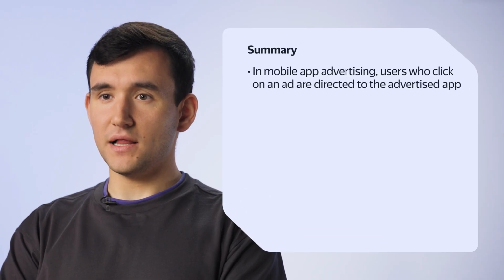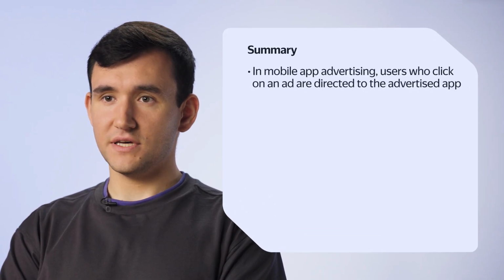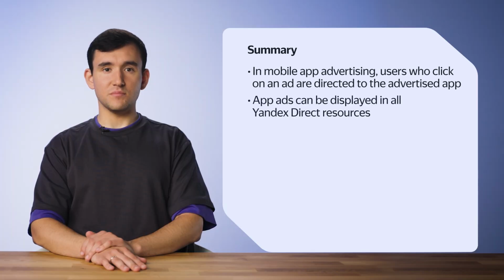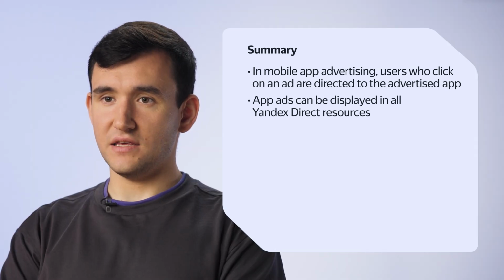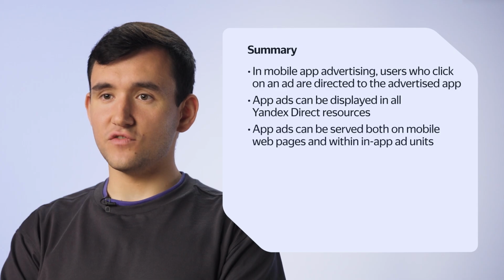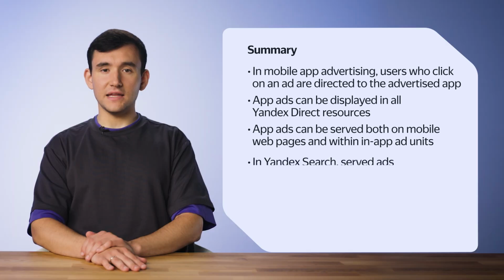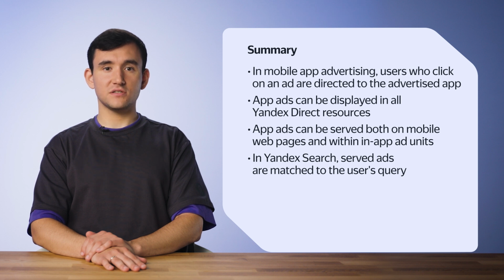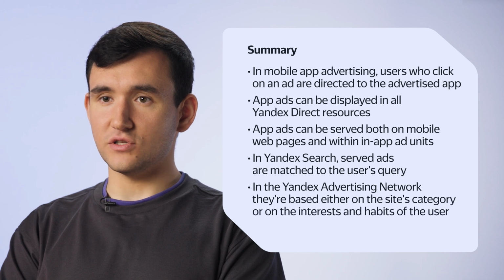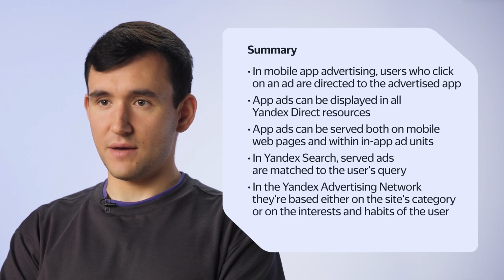In summary, mobile app advertising is an advertising format where users who click on an ad are directed to the advertised app. App ads can be displayed in all Yandex Direct resources. This includes Yandex Search and the Yandex Advertising Network. Within the advertising network, we distinguish exclusive Yandex services separately. App ads can be served both on mobile web pages and within in-app ad units. In Yandex Search, served ads are matched to the user's query, while in the Yandex Advertising Network, they're based either on site's category or on the interests and habits of the user.